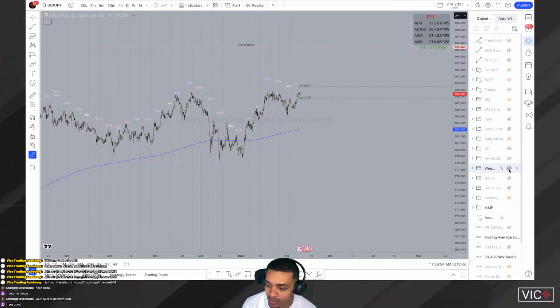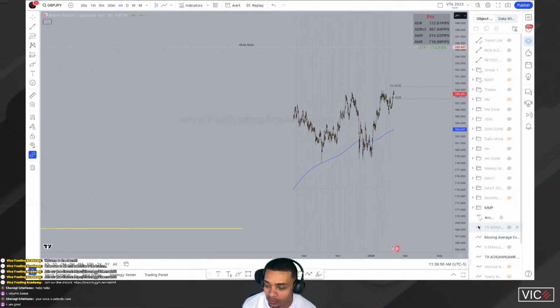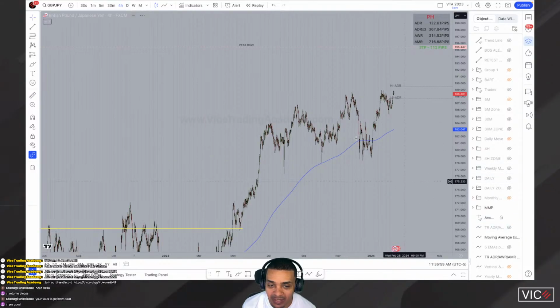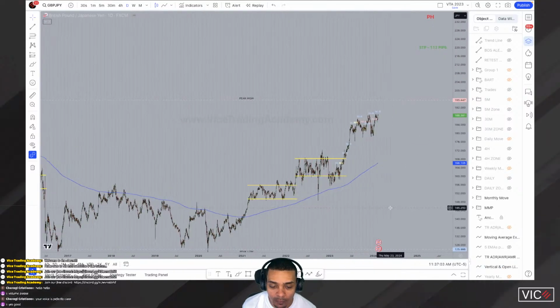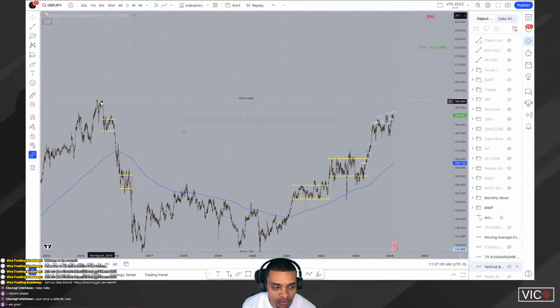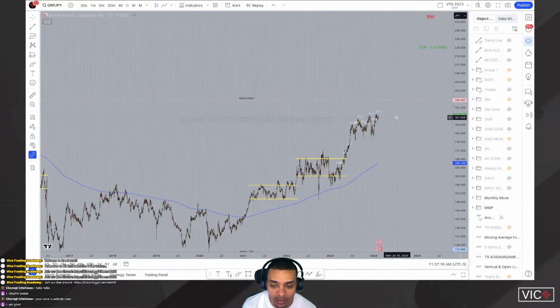I'm going to spend too much time on GJ because we are in peak formation high territory, right? We notice where we are. This is our previous peak high. This is our previous peak low. We're trading between this zone, right? This is a bigger zone of where we're trading between here and here, right? So we're getting close to there.